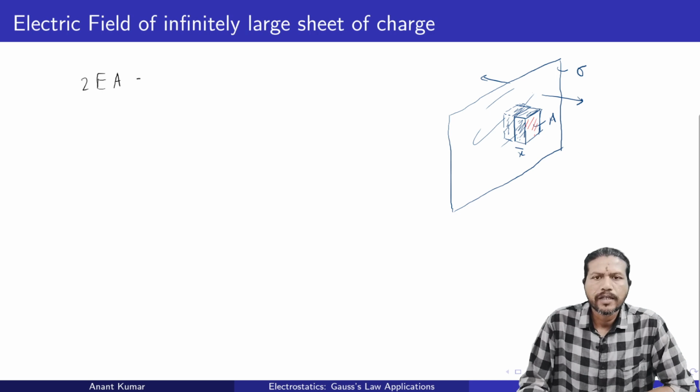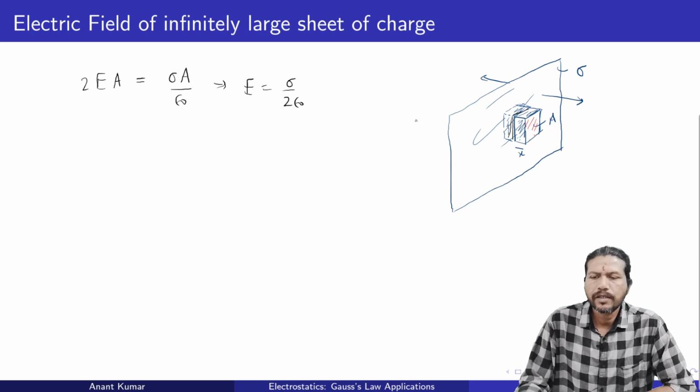And what about the right hand side? The right hand side gives us the total charge enclosed, which is actually the charge straddled by this box over here. So that will be nothing but sigma into the area itself upon epsilon naught, and that gives us over here the electric field as sigma by 2 epsilon 0.